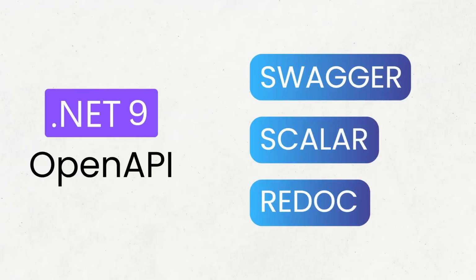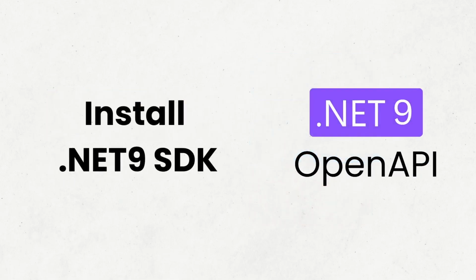Hi everyone! .NET 9 has simplified API documentation with built-in support for OpenAPI. Today we'll explore this great feature and visualize our API using Swagger, Scalar, and ReDoc. As a prerequisite, we need to install the .NET 9 SDK.